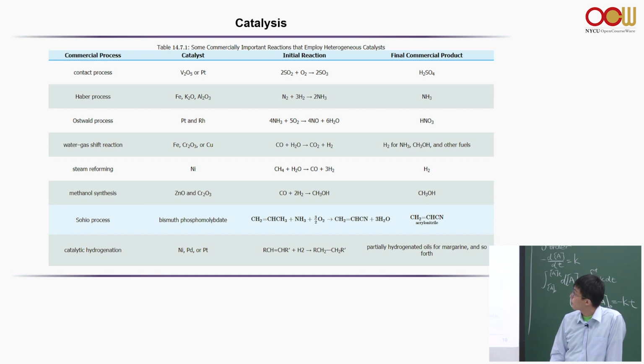Then we can look at this process with vanadium oxide or platinum, okay? We can oxidize SO2, okay? We can obtain SO2 by burning sulfur. Why is SO3 important? We can dissolve SO3 in sulfuric acid, right? H2SO4. And with the presence of water, you can make sulfuric acid in this process.